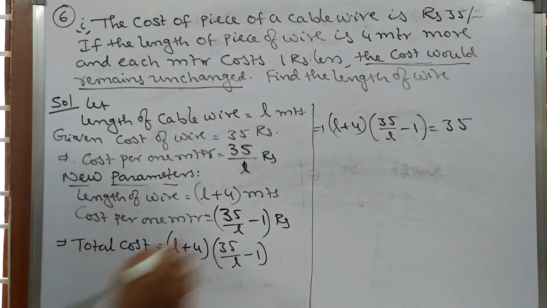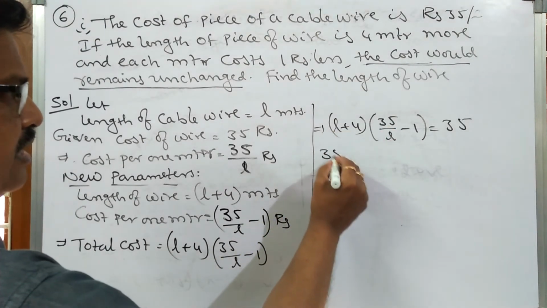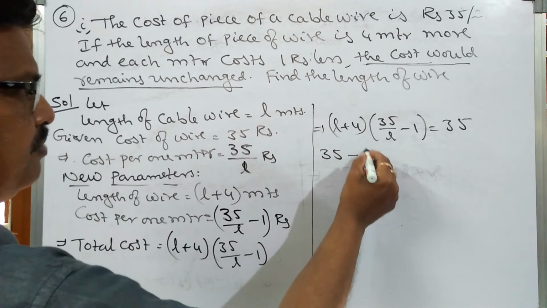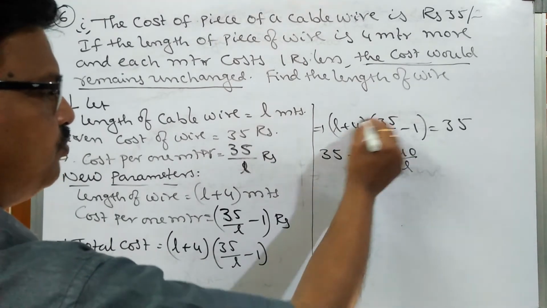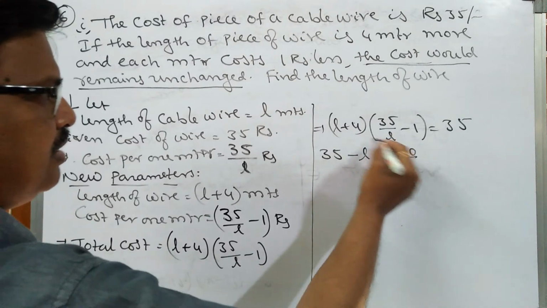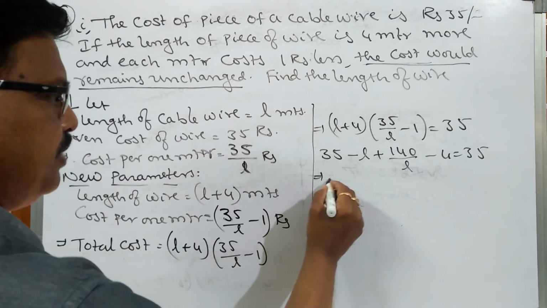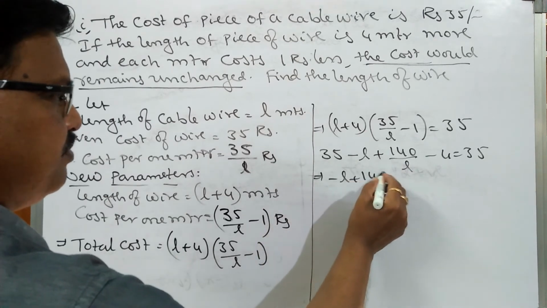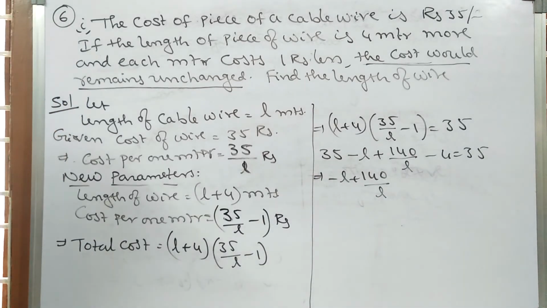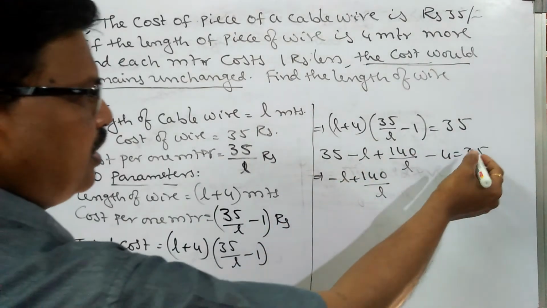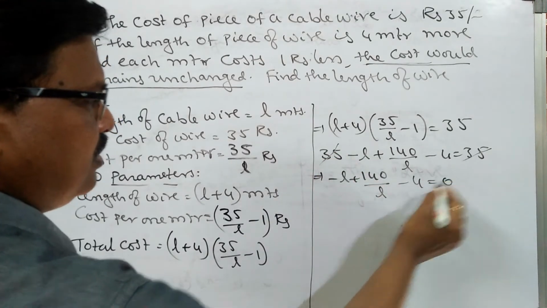Now let us simplify this. What are you going to get? First multiply with L. L gets cancelled. You are going to get 35 L into minus 1, minus L plus 140 by L, 4 into 35, 140 by L minus 4 is equal to 35. So this implies minus L plus 140 by L, 35 minus 4 is nothing but 31. Otherwise cancel 35, 35. You are going to get here minus L plus 140 by L minus 4 is equal to 0.